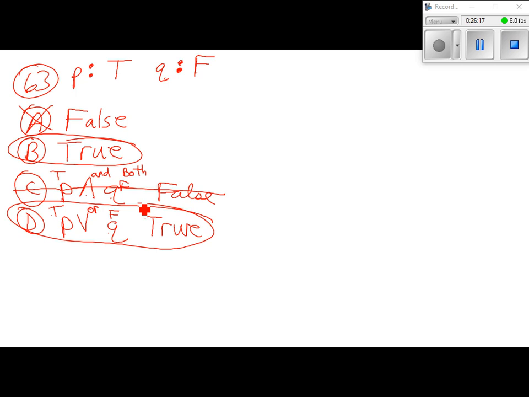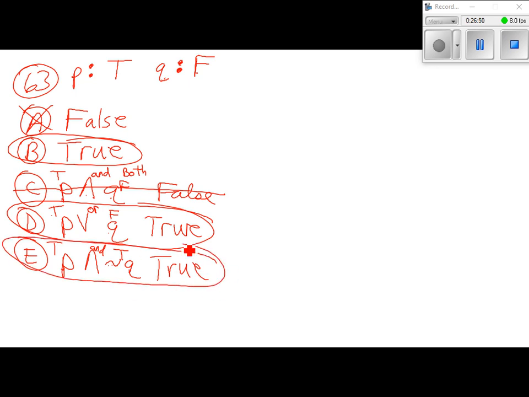Then we go to E, and it says P, this symbol, then the little tilde and Q. So P, at first this symbol means and. P we know is true. This means not Q. Well, Q was false, so not Q has to be true. Both parts are true, so that means the whole statement is true. That's another one that works.